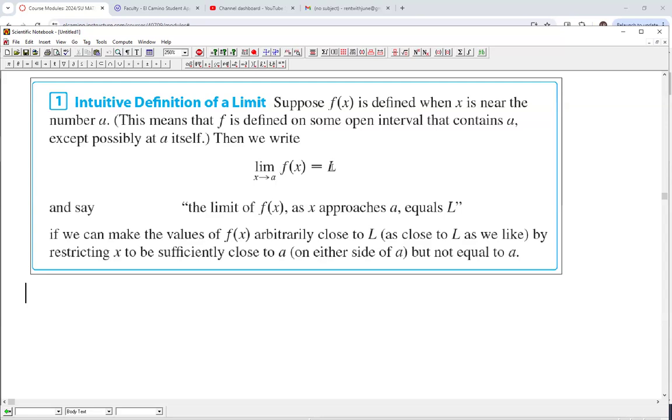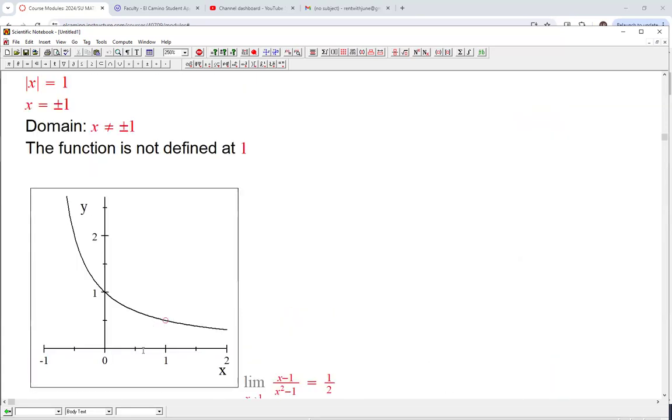If there's a number that the function approaches consistently, we say the limit of f of x as x approaches a equals L. If we can make the value of f of x arbitrarily close to L, you can see in our process, as we are getting closer and closer to the input 1, the output is getting closer and closer to 1/2. And in the other direction, as the input is getting closer and closer to 1, the output, which is the red, is getting closer and closer to 1/2.